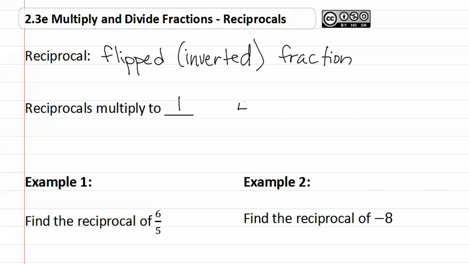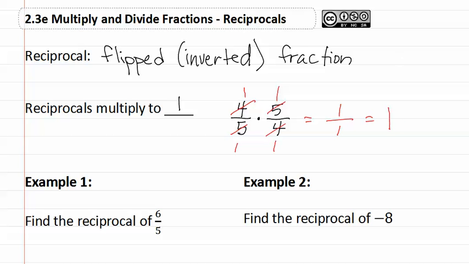Let's say we had the fraction 4/5. Its reciprocal would be 5/4. See how it has been inverted? The 5 that was in the denominator became the numerator, and the 4 that was in the numerator became the denominator. Now, when I reduce, 4 goes into 4 once, and 5 goes into 5 once, I get 1 over 1, which equals 1.